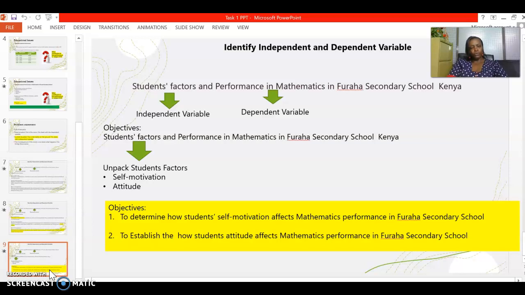So then we are going to use now those two to state our objective. Remember, an objective guides the study. So an example of an objective here will be to determine how student self-motivation affects mathematics performance in Furaha Secondary School. And number 2, to establish how student attitudes affect mathematics performance in Furaha Secondary School. So you realize the two aspects, self-motivation and attitude, have originated from the independent variable, which is the student factors.